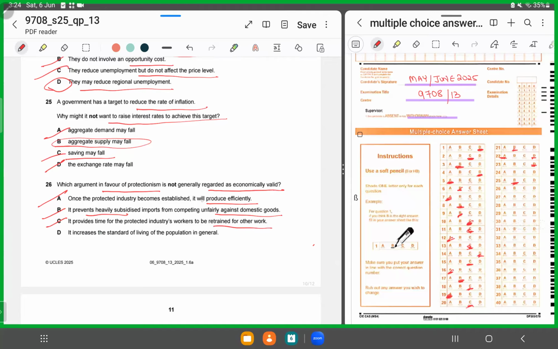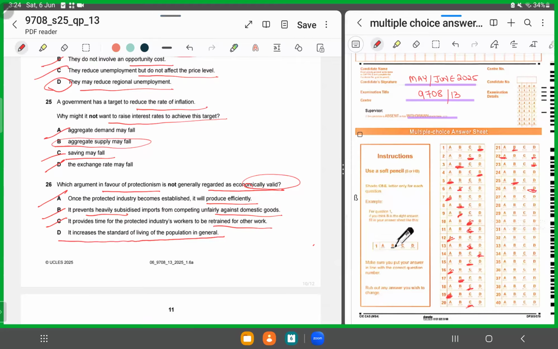But they are saying it is not valid. That is why D, because it increases standard of living of the population in general. No, everybody's standard of living might not be better off. Some sectors might be better off because it still leads to reduced choice. It still causes prices to increase, right? It causes dependency to increase. So for 26, we'll shade in D as the correct answer.